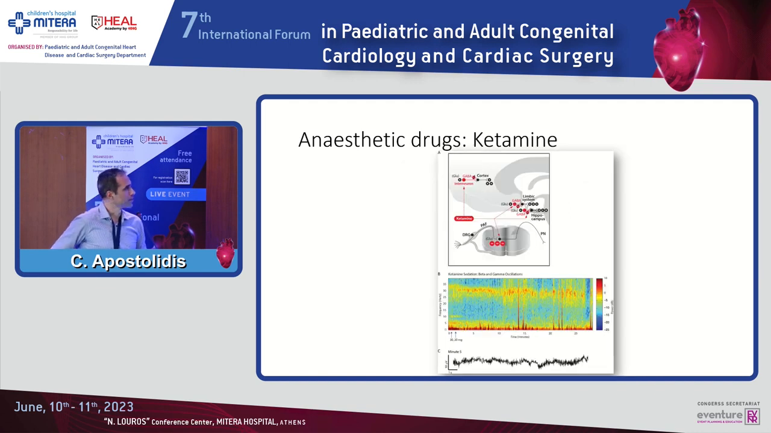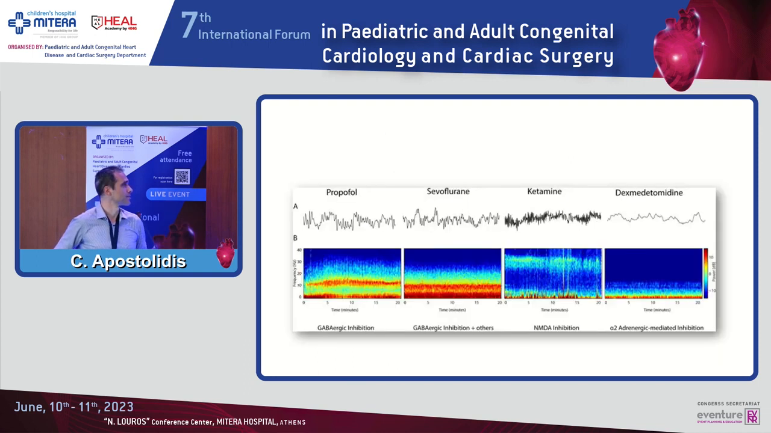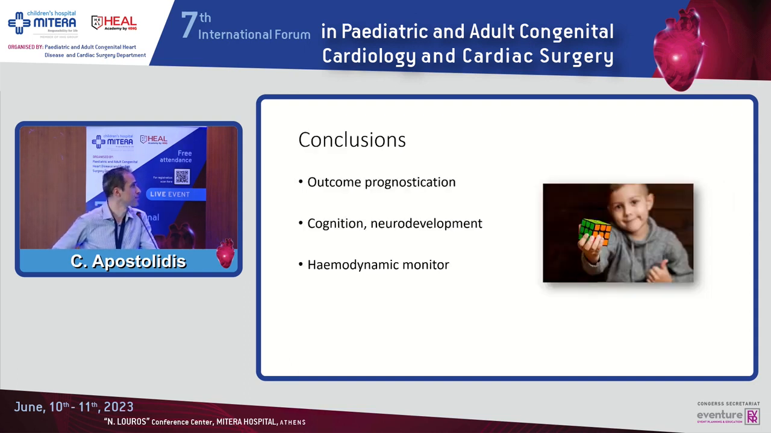A different action is with the NMDA antagonist ketamine. You see spindle activity in the beta territory, and dexmedetomidine, again, spindle activity. So the anesthesiologist can now know, by just having a glance at the DSA monitor, how his drugs are working. So it is additional information for us. So here you have all the different characteristics of our drugs.